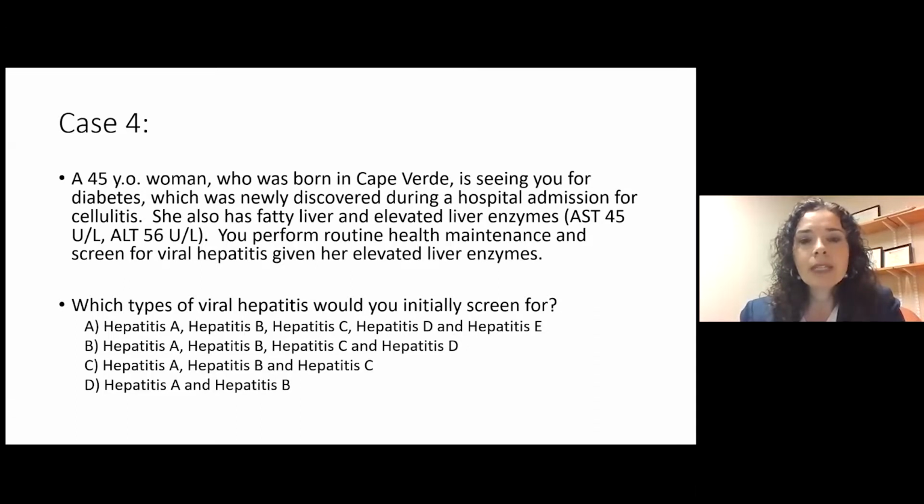Hep A, B, C, D, and E; Hep A, B, C, D only; Hep A, B, and C; or just Hep A and B? Well, we don't usually screen for hepatitis E as a chronic cause of elevated liver enzymes, which this patient likely has, so we don't check that one. Hepatitis D is only important if someone is known to have hepatitis B, so we don't routinely initially screen for that. And the choices are between screening for hepatitis C or not. And the answer is actually C in this case.